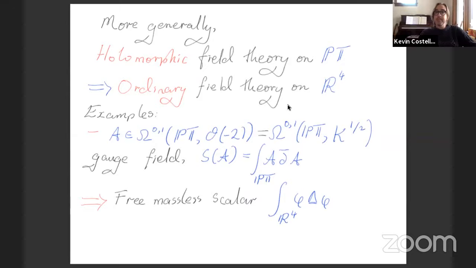So in that vein, a field theory on twistor space which is holomorphic, by which I mean, roughly speaking, that the kinetic term is given by the d-bar equation, should give you some kind of ordinary field theory on R4. For example, if I want to write down a field theory on twistor space where the field configurations are related to H1 of O(-2), I should have a gauge field. So if I take a gauge field which lives in Omega^{0,1} twisted by O(-2), with this Lagrangian, A d-bar A.